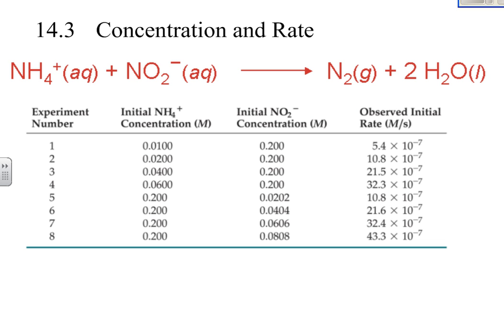And the data that we have here, there are 8 different times that this reaction was run. Each time the initial concentration of the ammonium and the nitrite ion were changed. And what was observed then was the initial rate of the reaction. So you can see how that varies here. Now what we want to do is see if we can glean some information out of this as to what happens to the rate when we change the concentration.